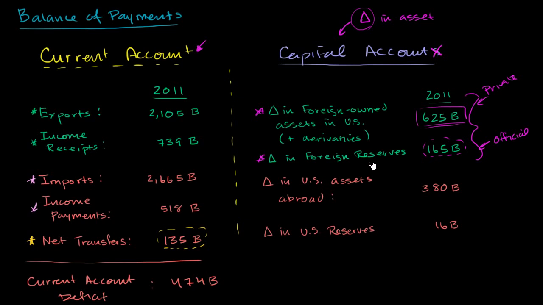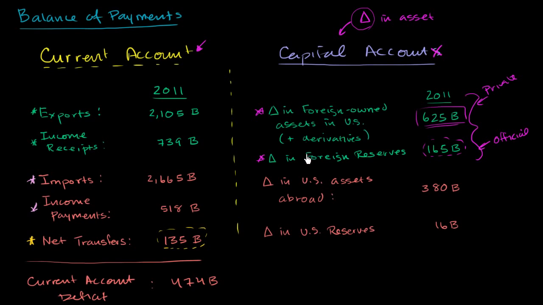Someone buys an asset. We're not talking about the income on the asset. We're talking about the asset itself. Someone buys an asset that changes hands from an American national to a foreign national, then these numbers would increase, and those foreign nationals would have to make a payment into the U.S. So once again, these are inflows right over here.